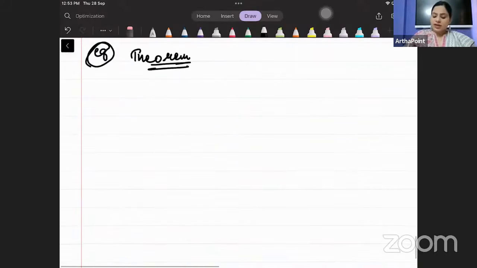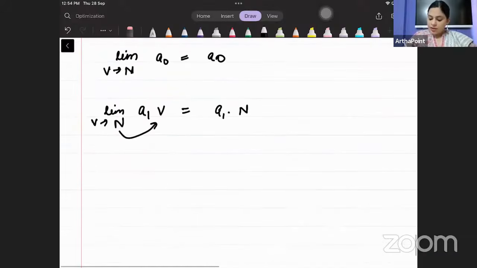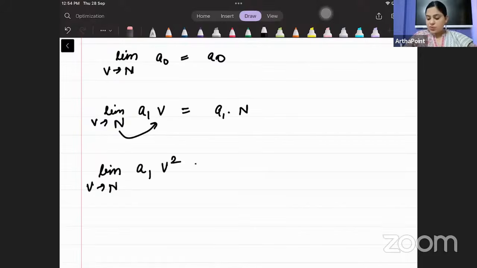So if I tell you that limit v tends to n, a naught, this is a naught. Limit v tends to n, a1 v. This is given as, तो v की जगह पे n लगा दोगे, a1 into n. Limit v tends to n, a1 v square. तो बेटा v की जगह पे फिर n लगा दोगे. Suppose this is a2. So it will be a2 n square. Like this it will happen.